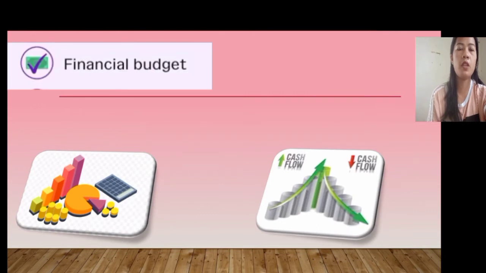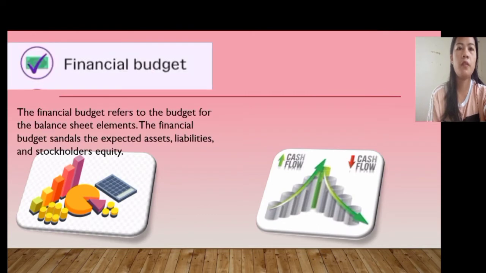Next is the financial budget. So the financial budget refers to the budget for the balance sheet elements. The financial budget shows the expected assets, liabilities, and stockholders' equity. So the financial budget talks about your assets, your liabilities, and the equity of different stockholders.